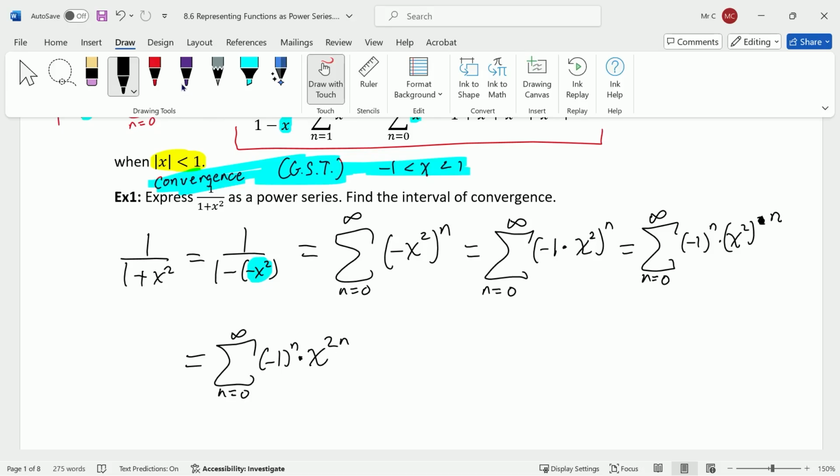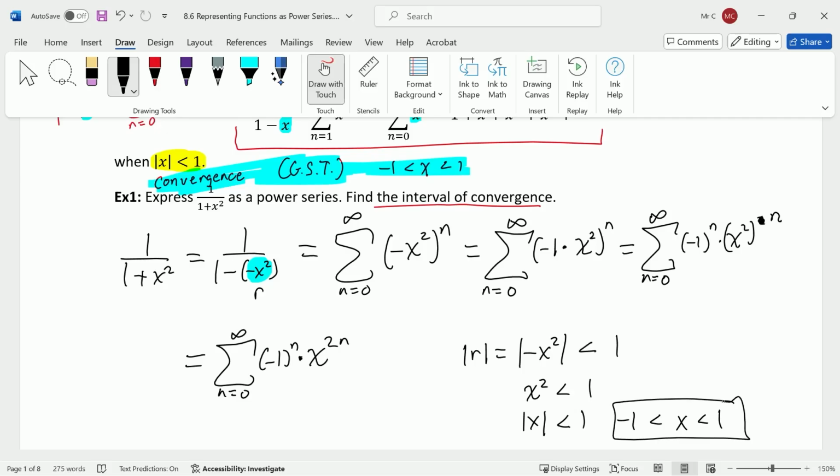Now the question is, how do we find the interval of convergence? Well, before we were looking at the absolute value of x being less than 1, but now our r, the absolute value of r, is the absolute value of negative x squared. And that has to be less than 1. Of course, the absolute value of negative x squared is just x squared. And if I take the square root of x squared, I get the absolute value of x. And the square root of 1 is 1. And so finally, our interval is x from negative 1 to 1.